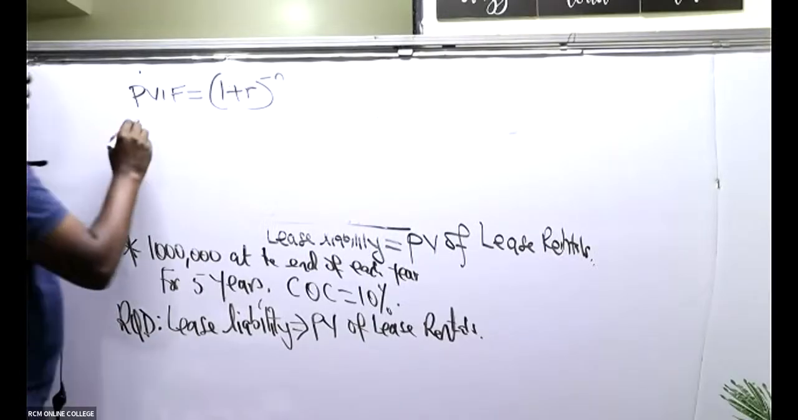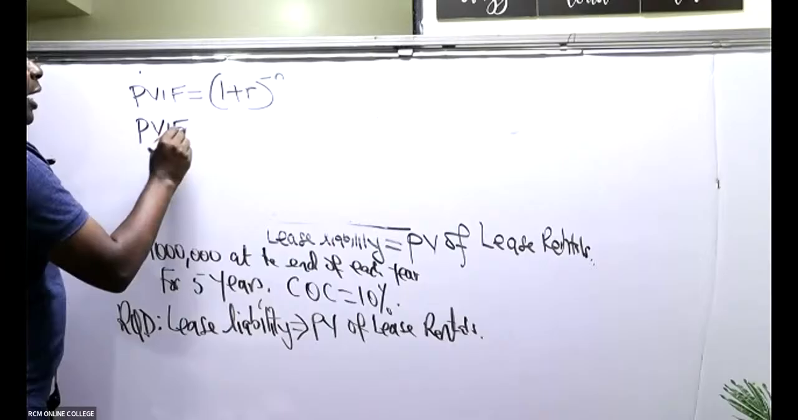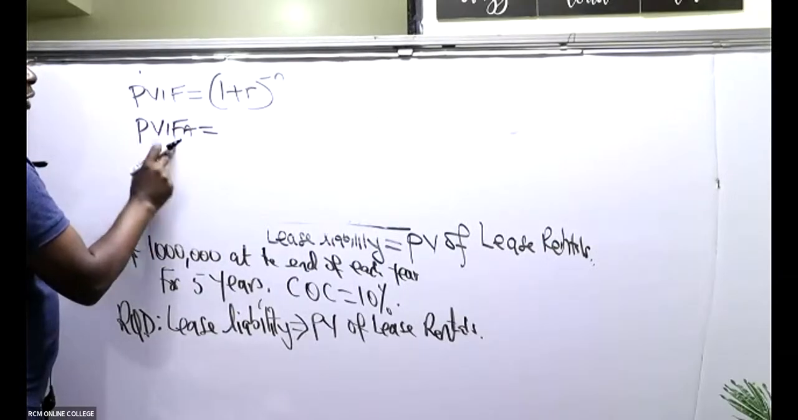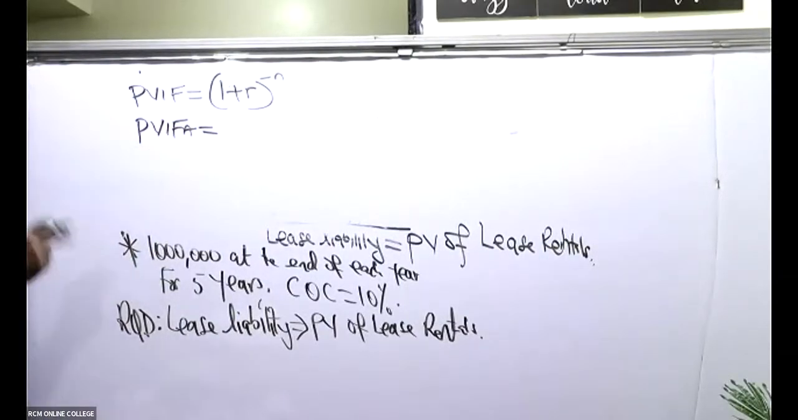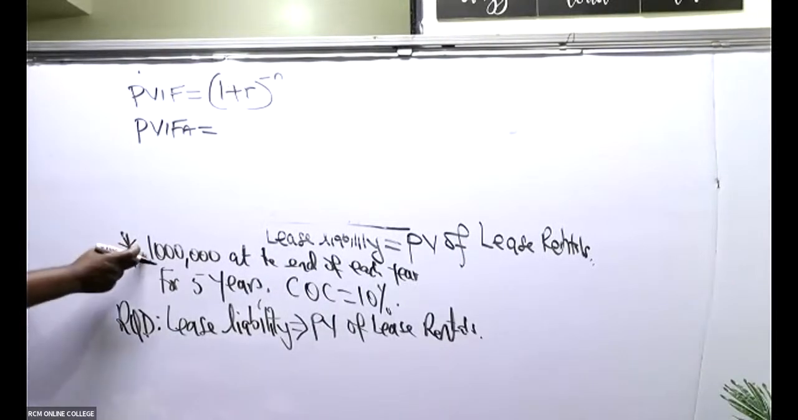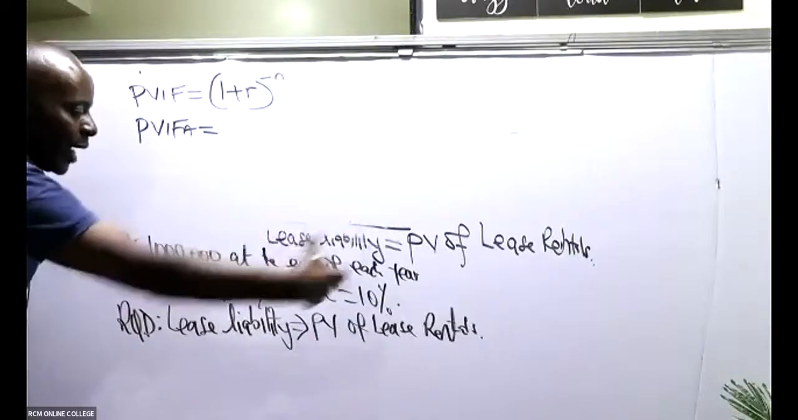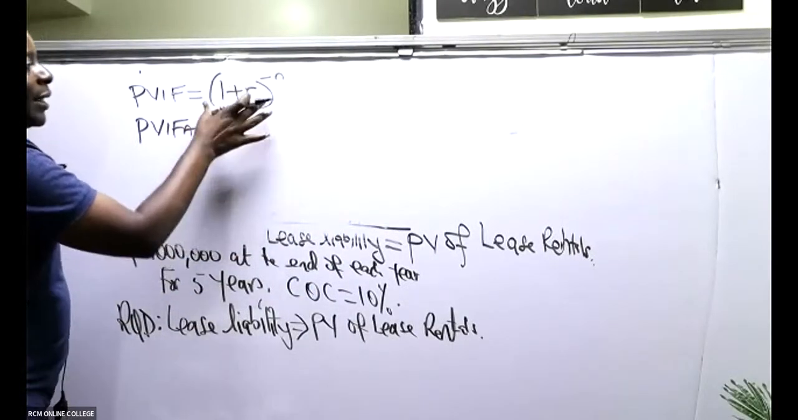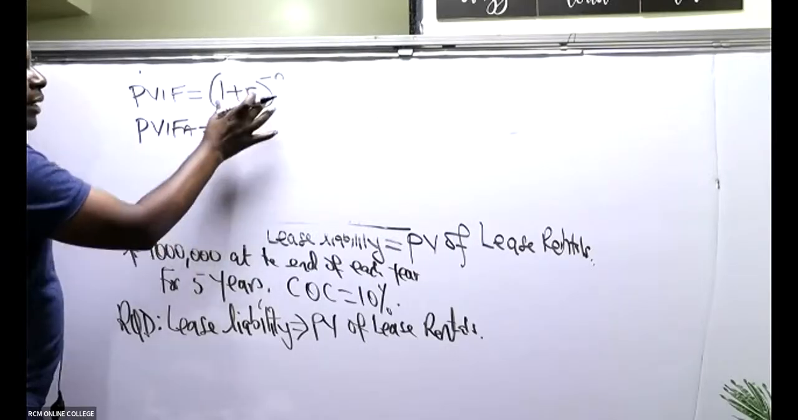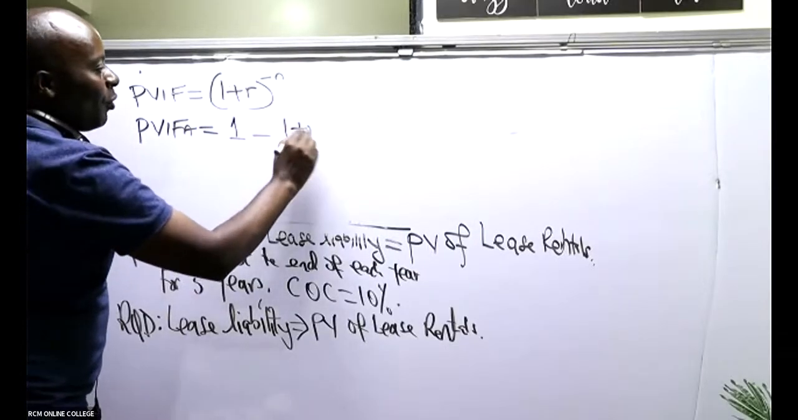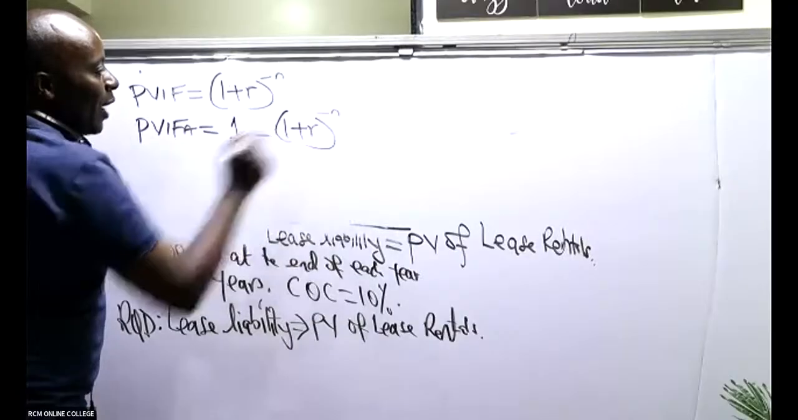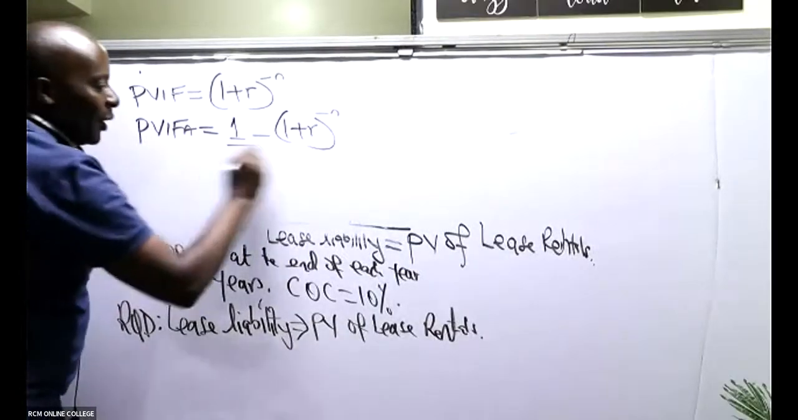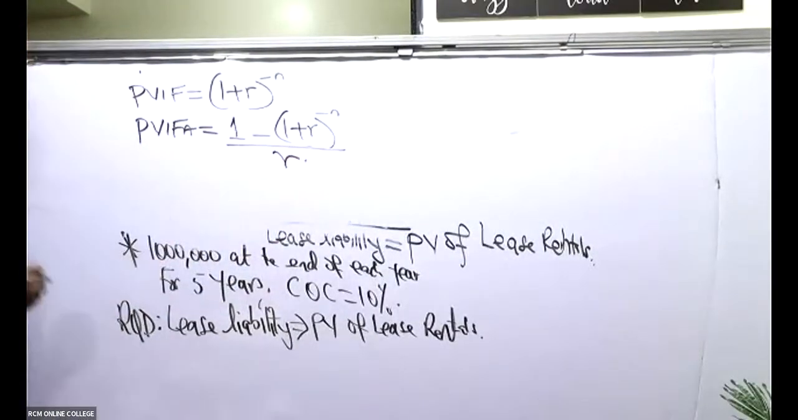How about the present value interest factor of an annuity? Like now, this is $1 million every year, so it's an annuity. If it's an annuity, we take 1 minus this simple formula. Our simple formula is 1 plus R raised to negative n, and then everything is divided by R.